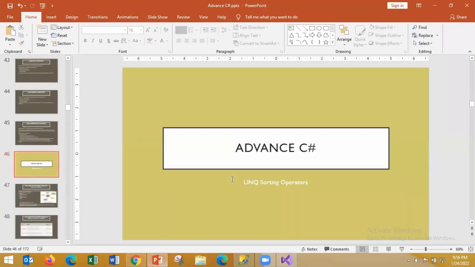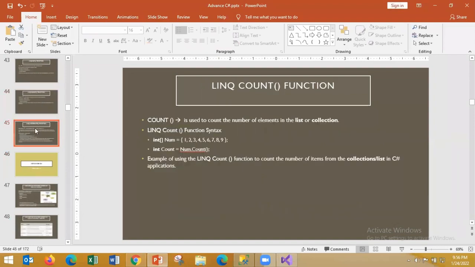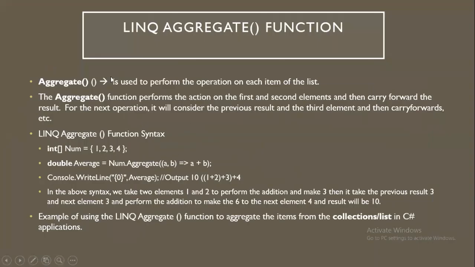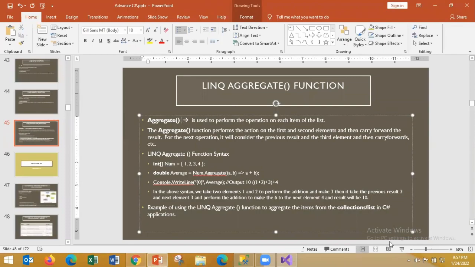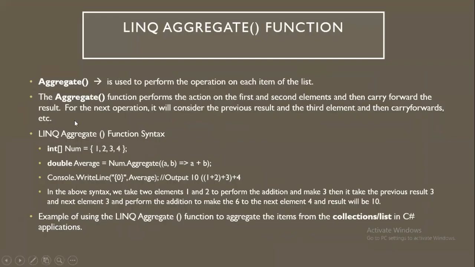And then we have the aggregate function. The aggregate function is basically used to perform an operation on each item of the list. The aggregate function performs the action on the first and second elements, and then carries forward the result. For the next operation, it will consider the previous result and the third element, and then carry that forward, etc. So num.aggregate(a, b). It will do a carry forward.